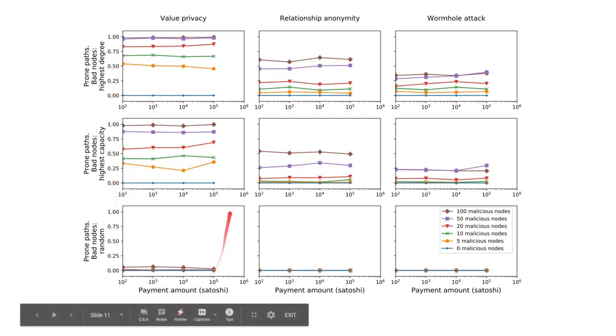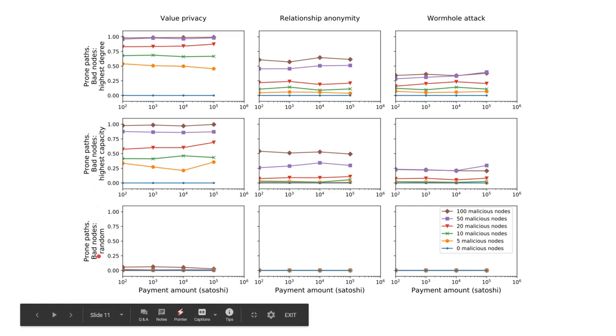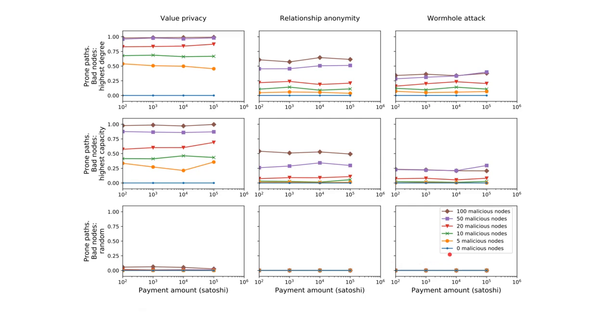So we have the value privacy attack, the relationship anonymity attack, and the wormhole attack. And finally, the three rows correspond to the type of nodes that we consider compromised. The top row is the highest degree nodes compromised. The middle row is highest capacity nodes, and here we have the random nodes compromised. And on each of the subgraphs, the lines represent the share of vulnerable paths for the number of nodes compromised, from 0 to 5 to 10 to 20 to 50 to 100.